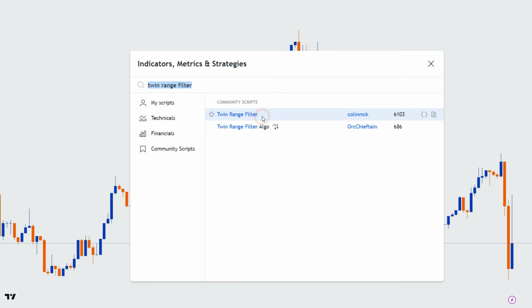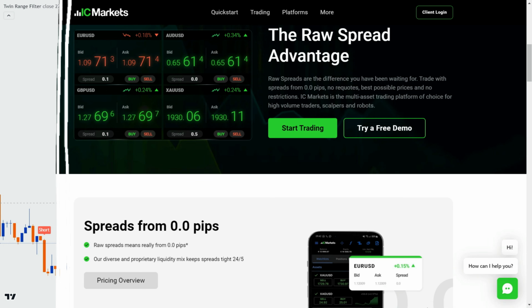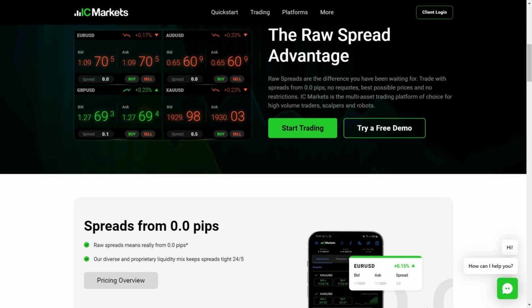It's important to note that when using the twin range filter indicator on lower time frames, your stop loss will be smaller. This means that you're more likely to hit your stop loss, especially if your broker has high spreads.